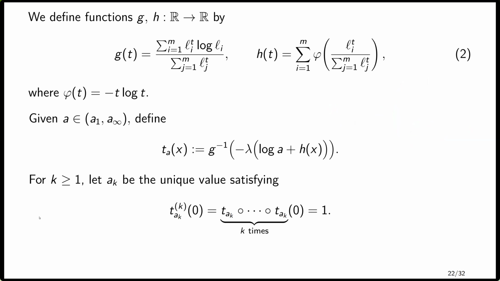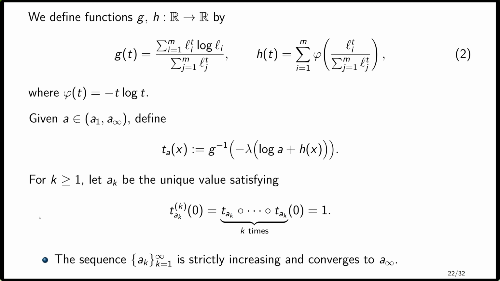And then A_K is the unit value that satisfies T_{A_K} iterated K times. If we pick A as A_K, we need to find a proper A such that if we iterate K times at 0, it is equal to 1. So that is how we find A_K, and the sequence A_K is strictly increasing.